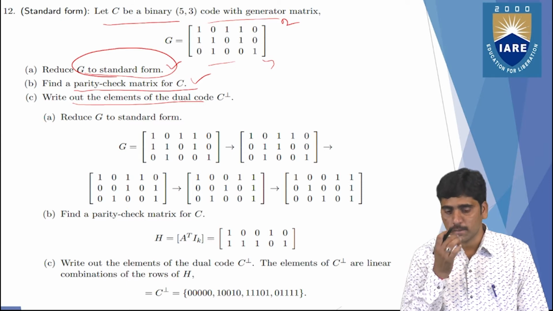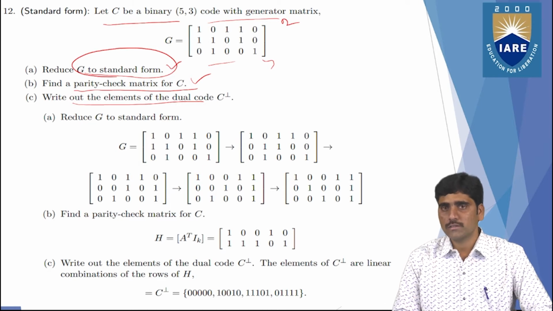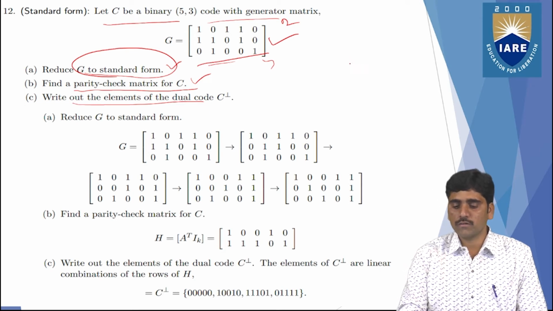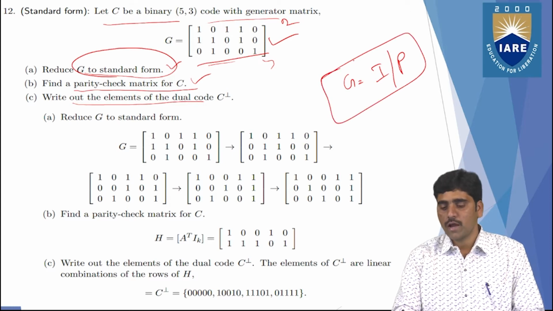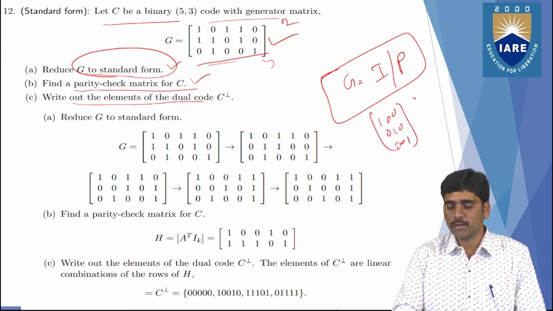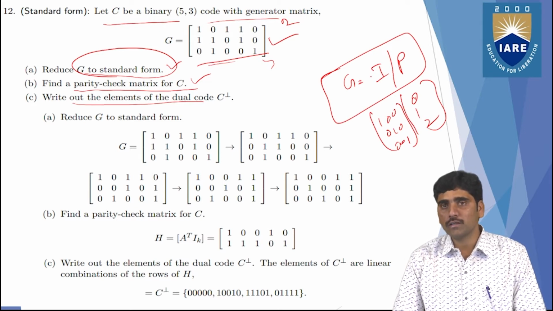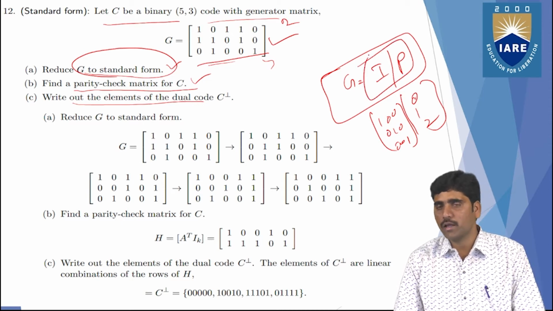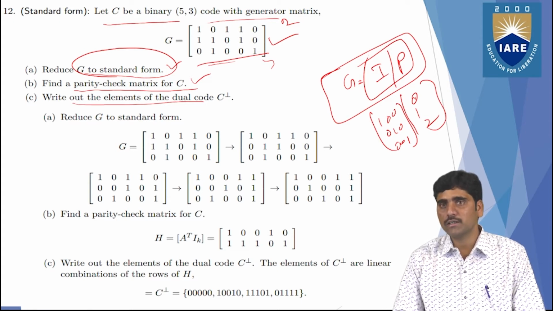So how will we see here? We already discussed that to get the standard form, or the simple systematic form, of the generator matrix, we need to get a formation like this. I represents the identity matrix, 1 0 0, 0 1 0, 0 0 1, and the other part, P, you can represent with 0 1 2 or something. If it wants to become a systematic or standard form, it should follow G equals to I | P.